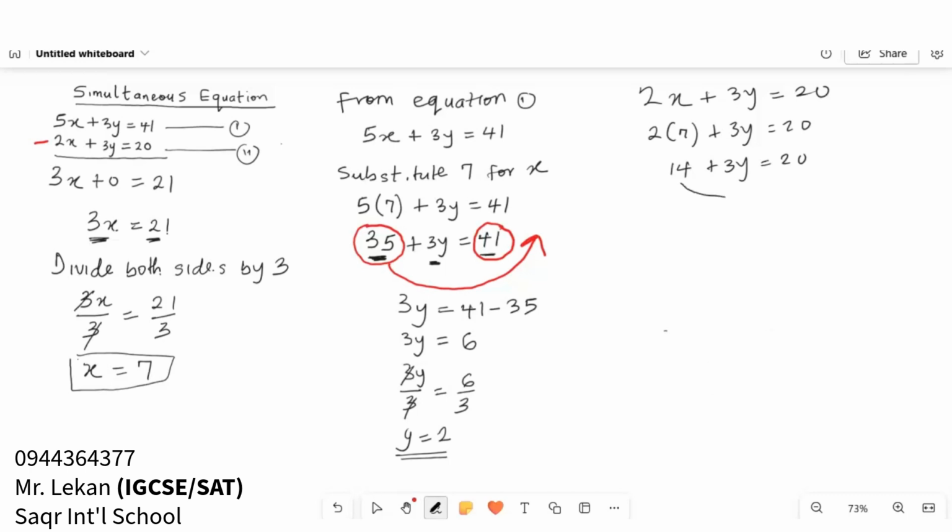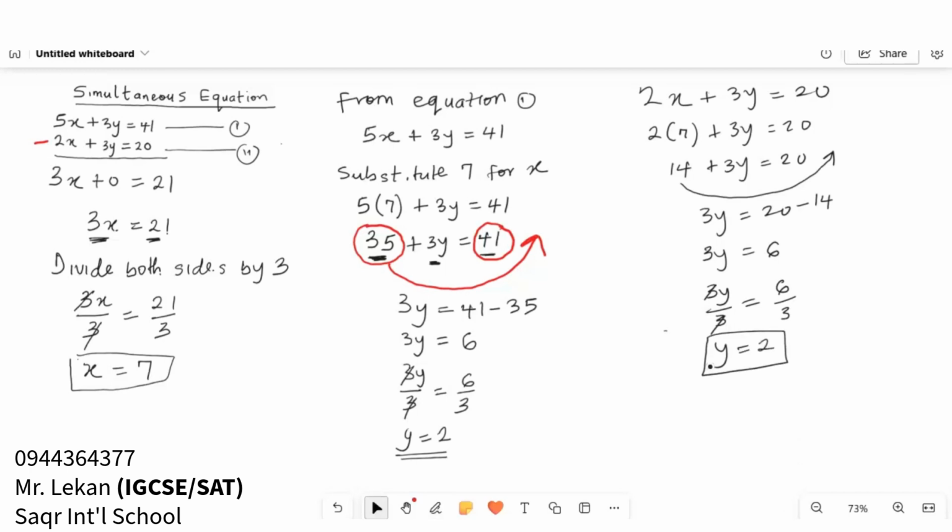So move your 14 from here to this side. So this will be 3y is equal to 20 minus 14. So 3y is equal to 6. Divide by 3. That will be 3y over 3 is equal to 6 over 3. So 3 cancels 3. So y is equal to 2. So this confirms that whichever equation you use, both of them will give you the same answer.